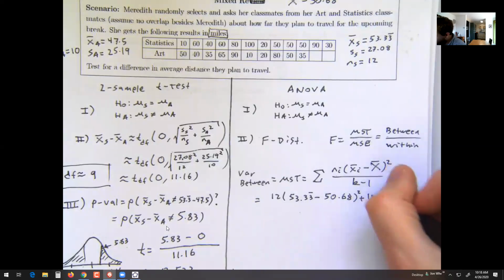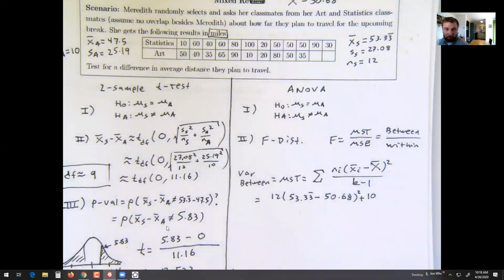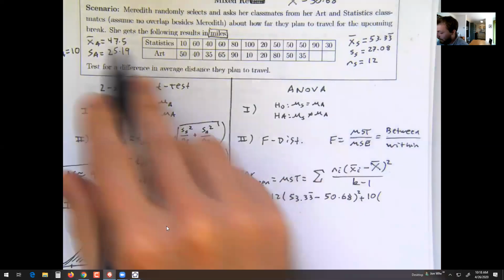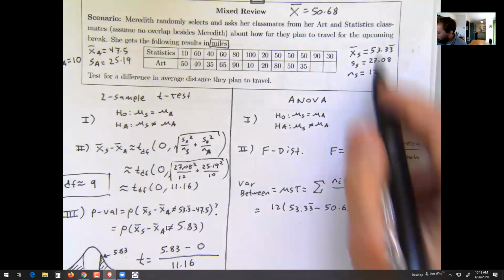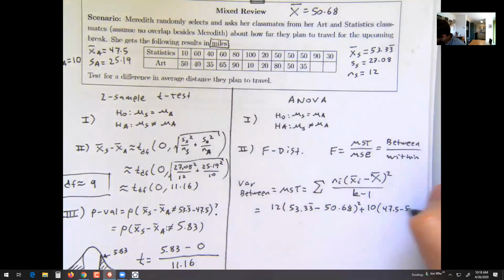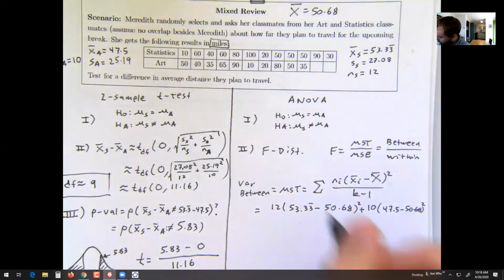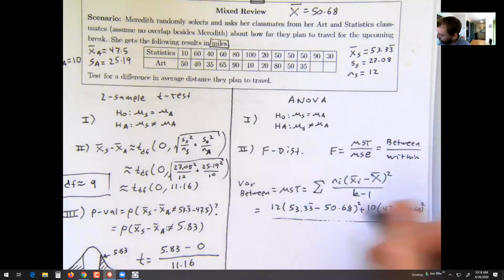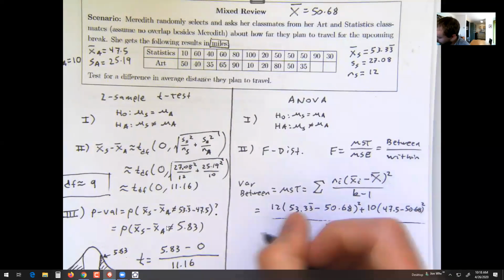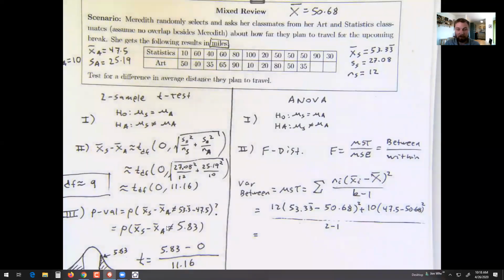For art, this was out of 10 samples. Their average was 47.5. The overall average for all of the numbers was 50.68, and I square that so I don't get a negative. And I'm dividing this by the total number of groups. I have 2 groups minus 1. Well, 2 minus 1 is just 1. So I'm just typing in that top of that fraction there.